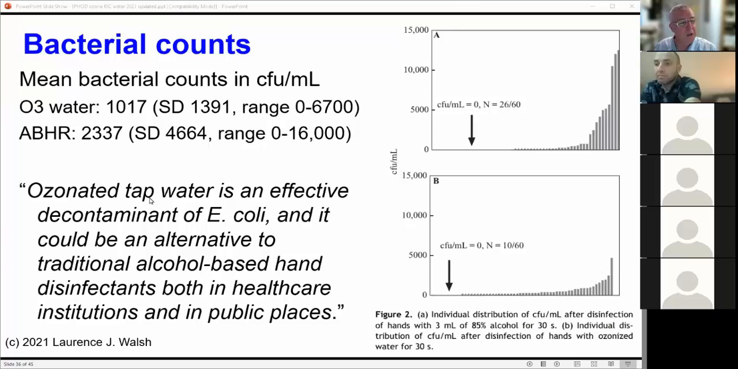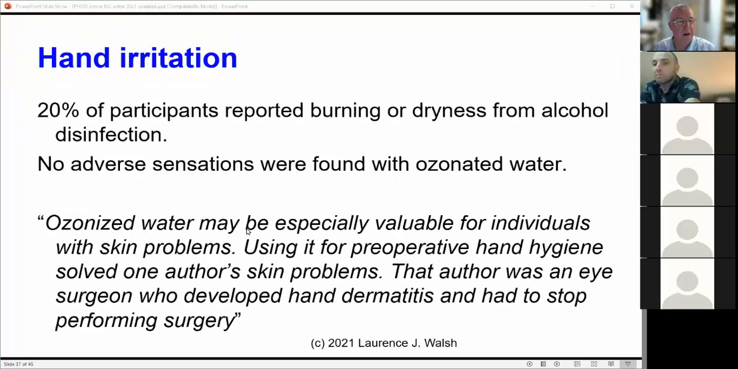So they concluded that ozonated water was an effective way of decontaminating coliforms from the skin, and that might have some application in environments like nursing homes and even in public settings like cruise boats and supermarkets and lots of other places where people just need to wash their hands anyway, and there might be an argument for using something which is actually better, and those would be the reasons behind it.